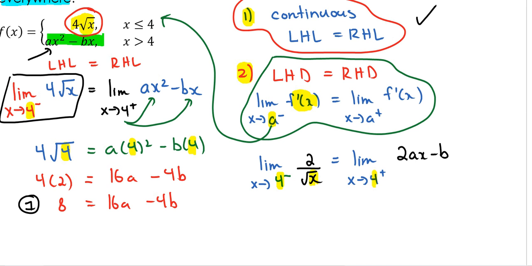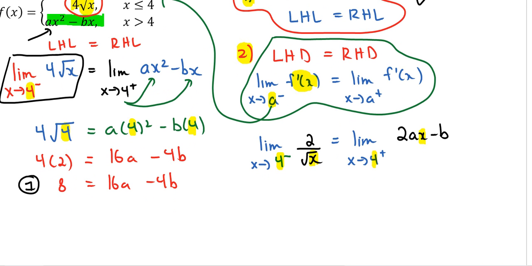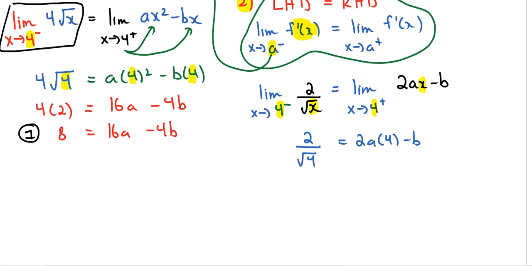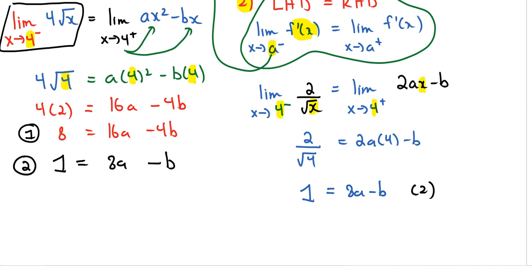So I'm going to highlight these 4's. And whenever you see an x there, just substitute the x's with the 4. So this will be 2 divided by the square root of 4 equals 2a times 4 minus b. Simplify this. 2 divided by the square root of 4 is 1, equals 8a minus b. And this is your second equation here. All right, so you have 2 unknowns and 2 equations here, so you can just set this up over here as 1 equals 8a minus b.